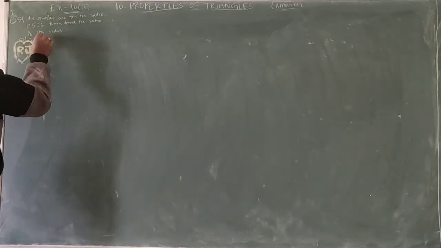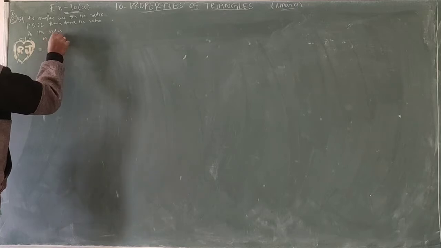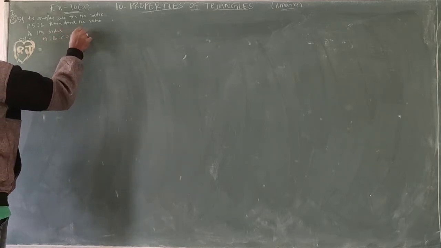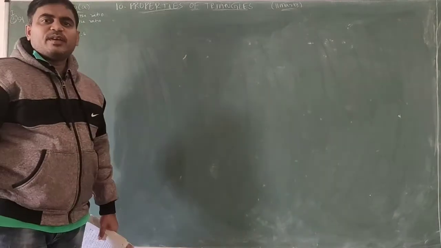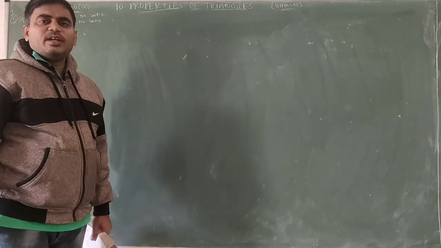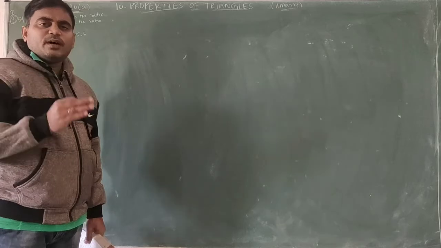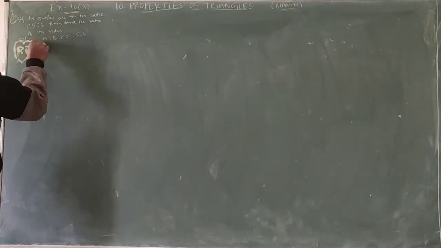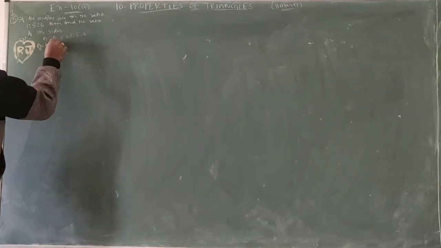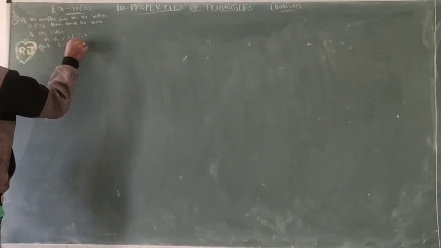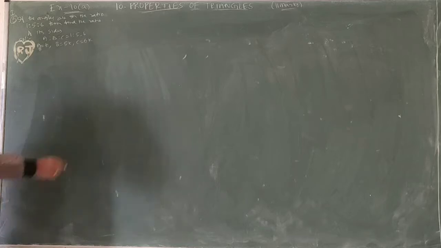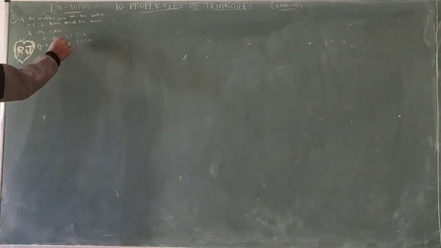Okay, so solution. Angle A is to B is to C equal to 1:5:6. The angles ratio 1:5:6 is given. We need to find out the sides ratio, small a is to small b is to small c. So A equal to K, B equal to 5K, C equal to 6K. Ratio like this: K, 5K, 6K.